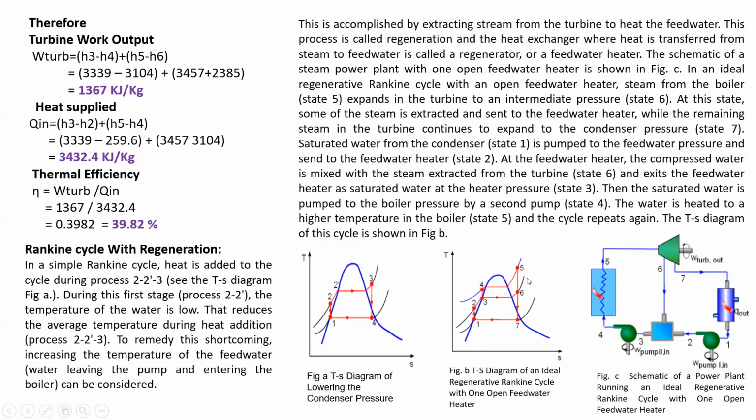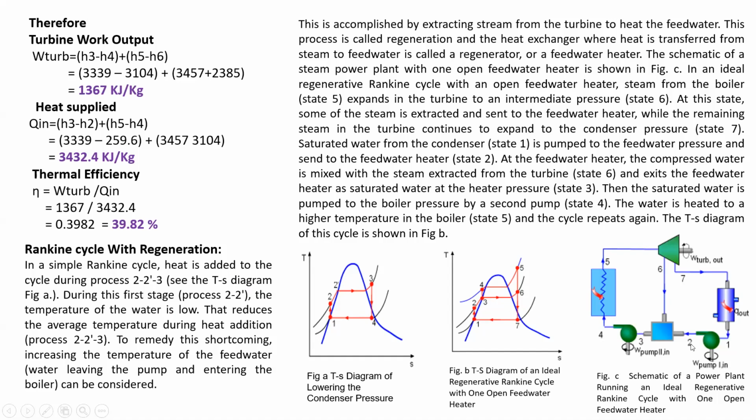5 to 6, you are seeing expansion. Actually, 5 to 7 is there. Expansion is taking place, and at point 6 this extraction is taking place. This extracted steam is taken to heat the feed water here at point 3.